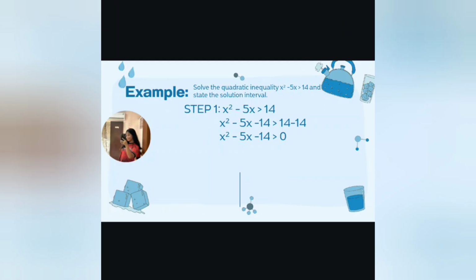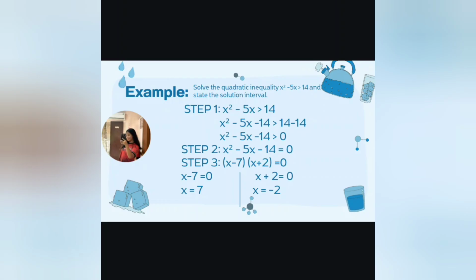Here you probably notice that we are looking for the values that make the expression greater than 0, meaning we want positive results. So we temporarily swap the inequality sign for an equal sign so we can find our critical boundary points. So here we have x squared minus 5x minus 14 is equal to 0.